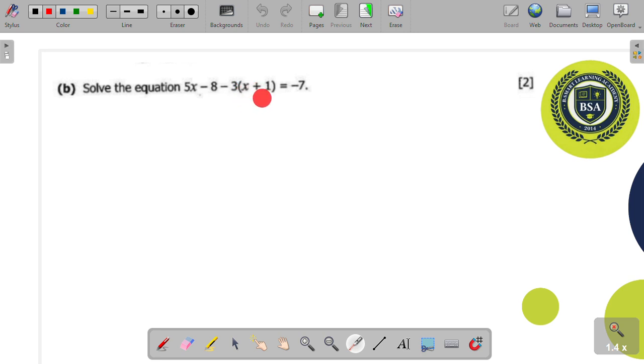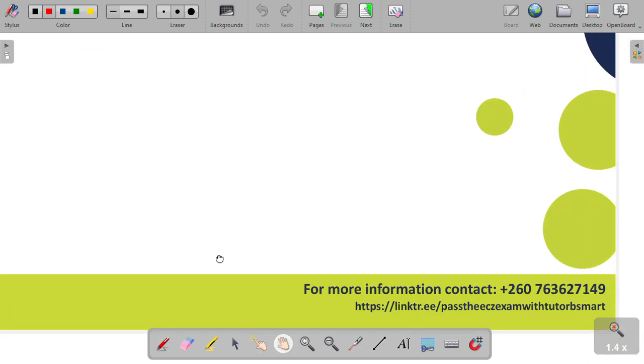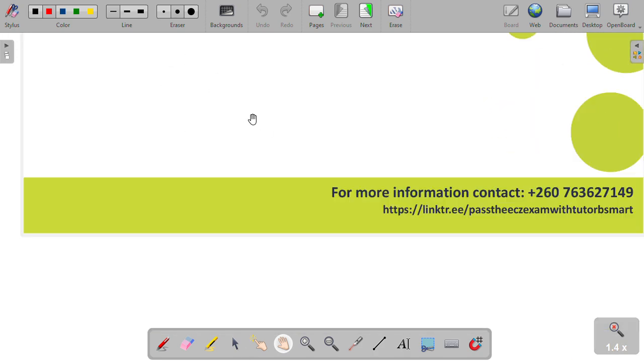brackets, x plus 1, close brackets, is equal to negative 7. How many marks? 2 marks. So your 1 mark is from your working, and your second mark is from your final answer. So I want you to pay particular attention and follow me step by step. We're going to use this space as our working space, this one here.